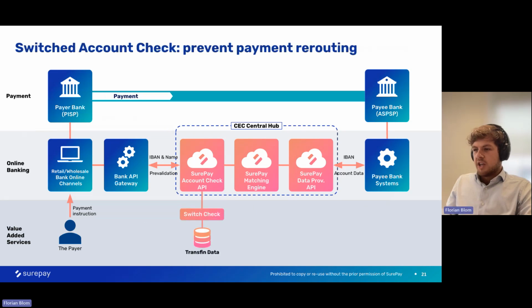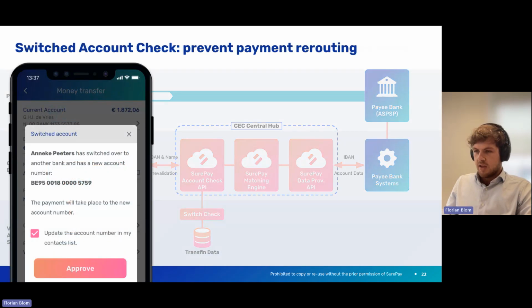The other one is the switch check. It's something that we do in the Netherlands and also in the UK actually. People switch accounts not that often, but they still do. And we can actually indicate if someone changed their IBAN. So when you're making a payment to the old IBAN, we can inform you that the account holder is starting to use a new IBAN, so you can update your information in your contact list.